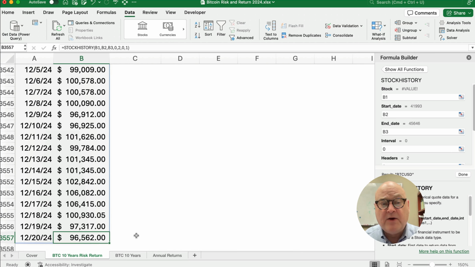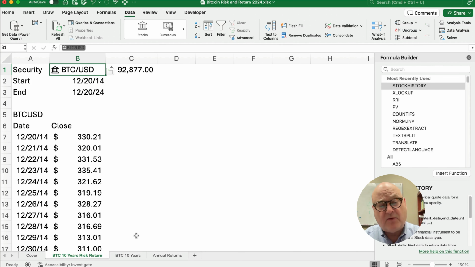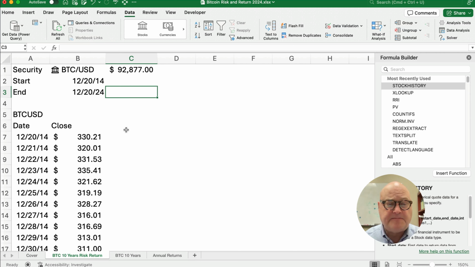$96,562. Now, one of the things that happens is Bitcoin trades 24 hours a day. So the data providers have to pick some time. I'm not sure what time they pick, if it's Eastern time in the United States, or GMT or something like that for the time zone. But anyway, you're going to have consistent data. The price fluctuates during the day. Now it's 92,877. We'll see that it fluctuates in the course of this video.